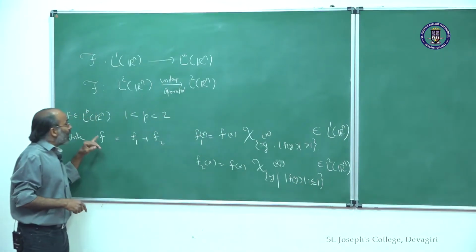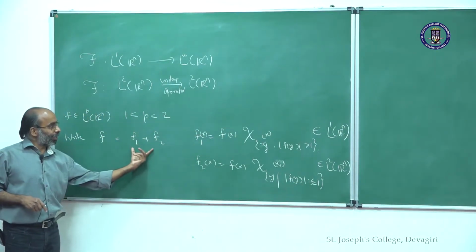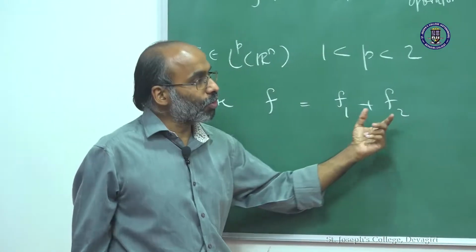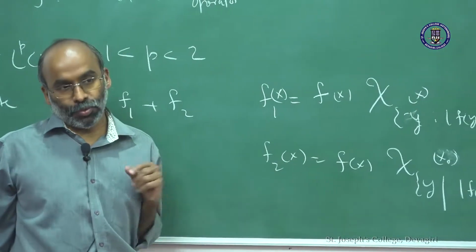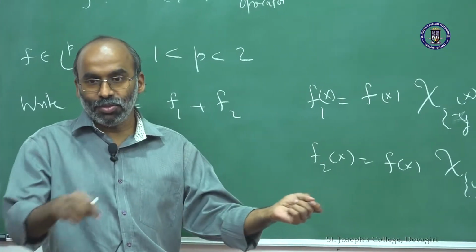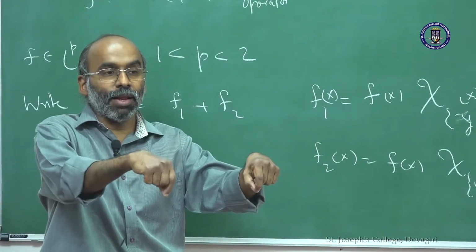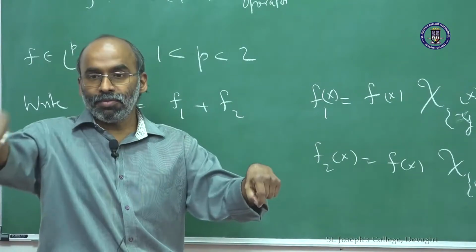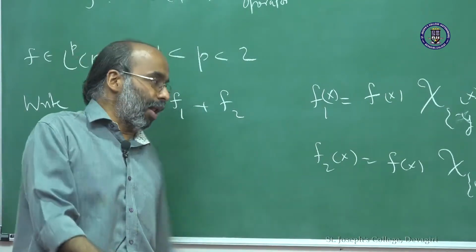So, given a function in LP, I can split it into two parts, one belonging to L1, the other belonging to L2. Not just L1 and L2, you can do this for any P and Q. If I take an LR function, I can write it as a sum of an LP function and an LQ function.